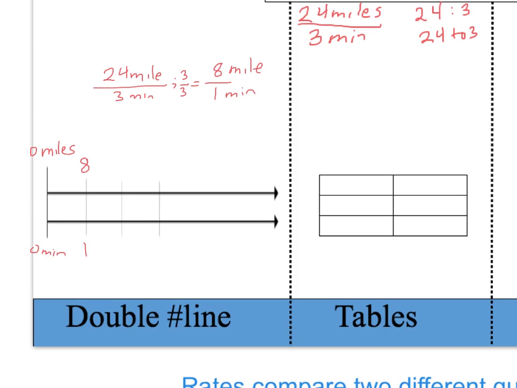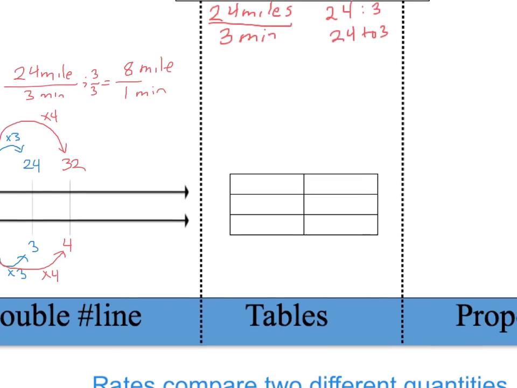Now that I have that unit rate built, I can use the double number line to figure out other rates. So I can scale up, multiply it by 3. So I would get 24 miles, do the same thing to the bottom, and get 3 minutes. Or I can scale up again and multiply it by 4 and get 32 miles. Scale up the bottom, times that by 4, and get 4 minutes. So you can use a double number line to figure out other rates for a given unit rate.